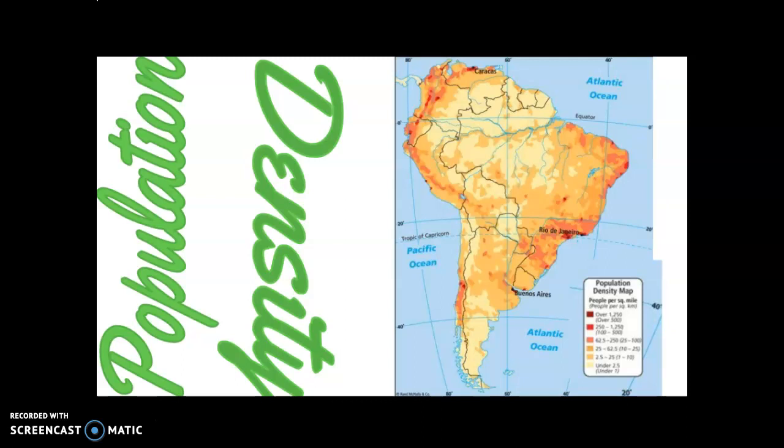And you can see along the Amazon, not very many people. It's difficult to live in a rainforest, it's hard. And then you've got deserts and the Patagonia region of Argentina in the southern part, where again, not as many people because it's colder and mountainous.